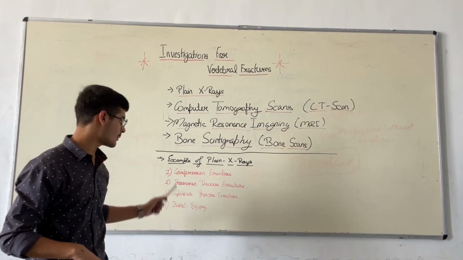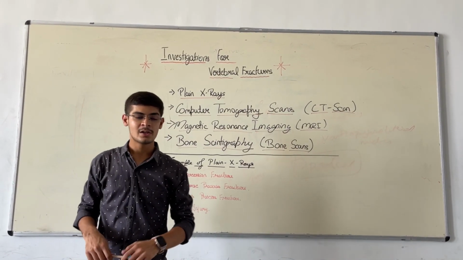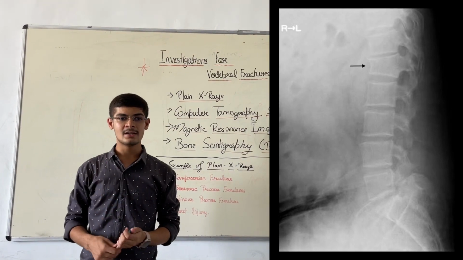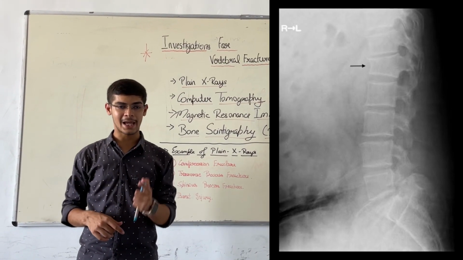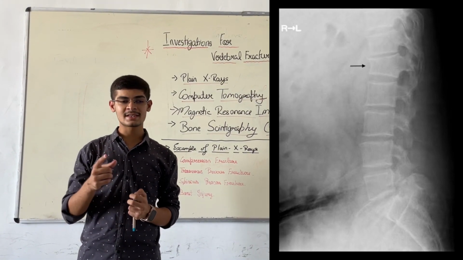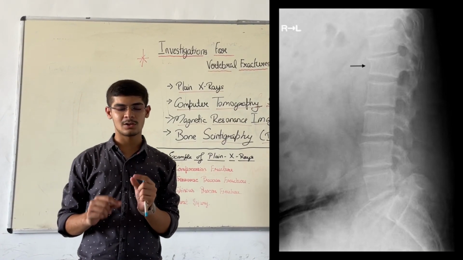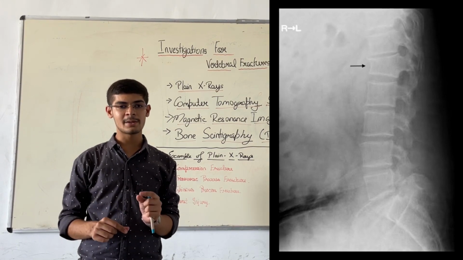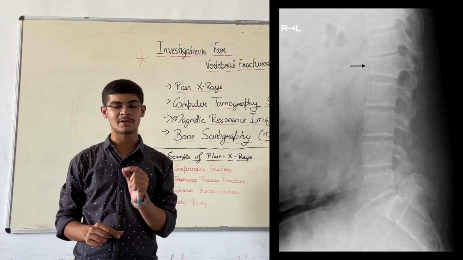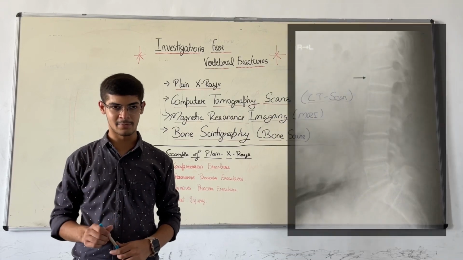First, let's see the compression fracture. In this X-ray you will be able to see the compression fracture of the L1 vertebra. This kind of fracture mostly occurs when the front portion of the vertebra collapses due to direct pressure or trauma on the vertebra.